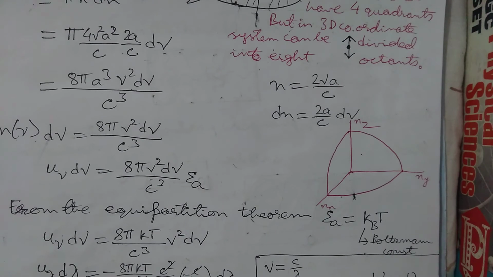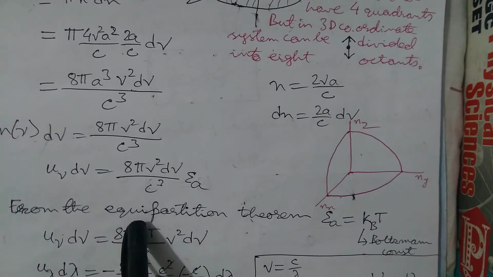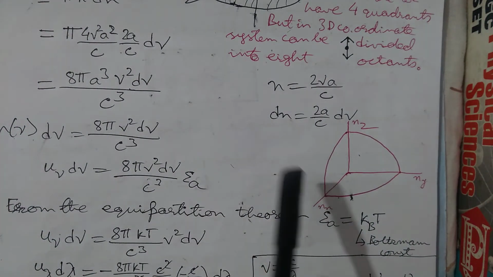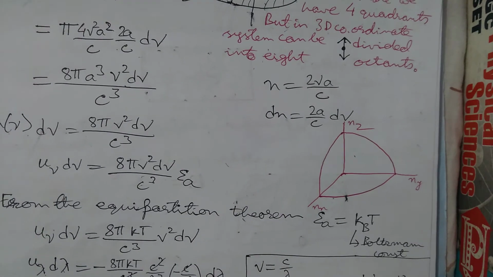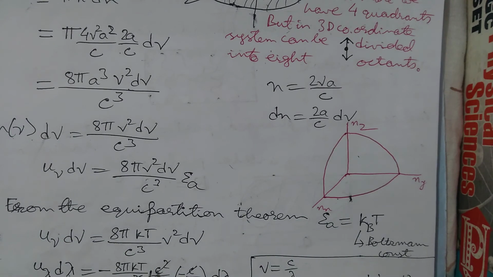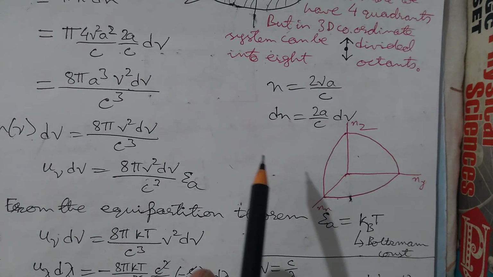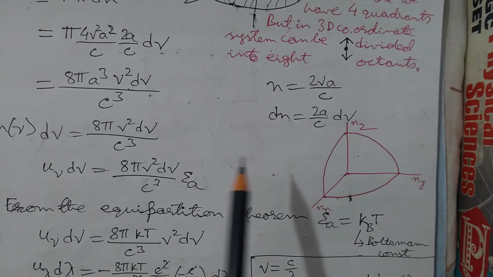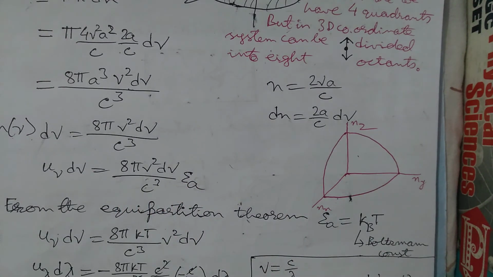And this is the equipartition theorem, which states that the energy corresponding to 1 degree of freedom is half kT. In case of this oscillator, it has 2 degrees of freedom, like in simple harmonic motion. So for 2 degrees of freedom, the total energy will be half kT plus half kT, that is kT. That is why epsilon is kT.